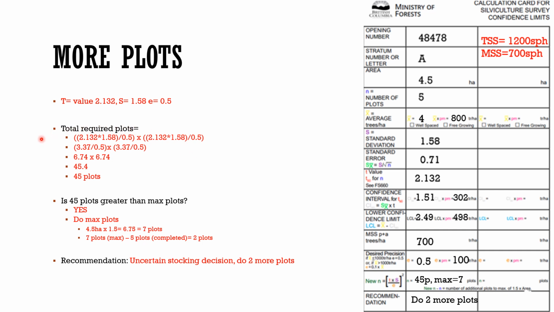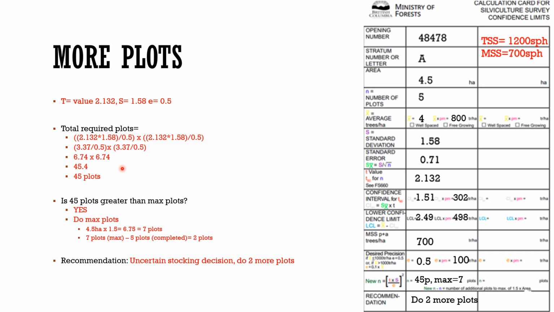Now we do the 3.37 divided by the precision of 0.5. That gives us 6.74. Now you'll notice that this formula is being squared. So we have to times 6.74 by itself. So 6.74 times 6.74 equals 45.4. We round that value, 45 plots.